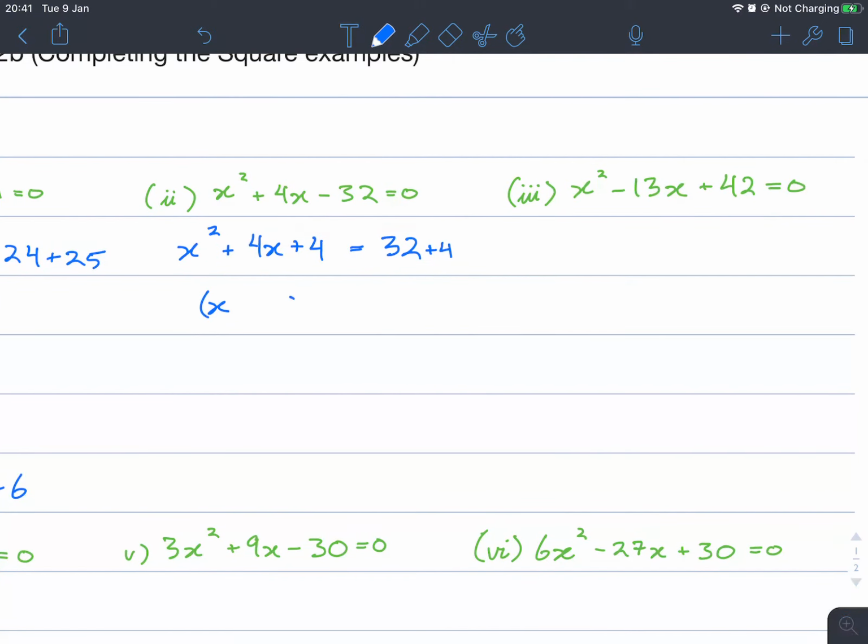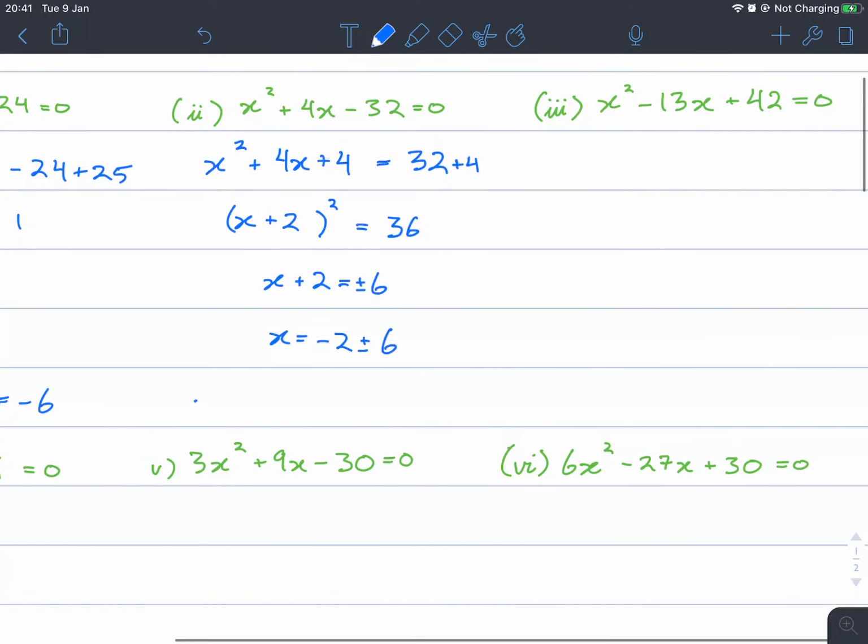We factor this. It's always going to be half of this coefficient, so it's going to be x plus 2 all squared. Evaluating this gives me 36. Taking the square root of both sides, plus or minus 6, x equals negative 2 plus or minus 6. This will give me x equals 4 if we do negative 2 plus 6, and x equals negative 8 if we do negative 2 take away 6.